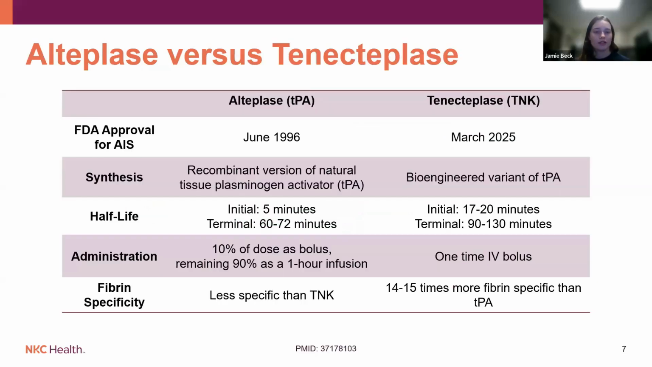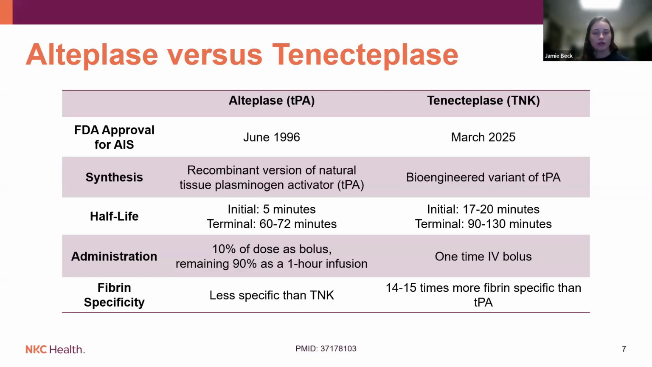The two primary fibrinolytics, as you know, that are used in clinical practice are alteplase and tenecteplase. Alteplase was approved for acute ischemic stroke by the FDA in 1996 and has been widely used for this indication. Tenecteplase only recently received approval in March of this year for acute ischemic stroke by the FDA, but use for acute ischemic stroke has been slowly increasing over the past few years.